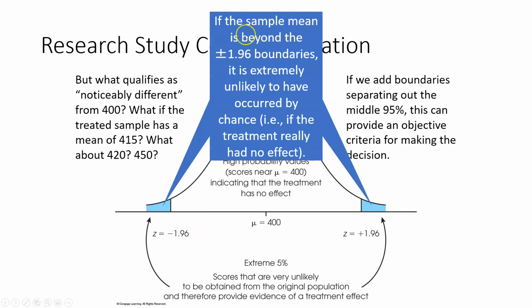If the sample mean that we treated, that we gave some treatment to, we drew from the population, we treated, and we compute the sample mean after treatment, and its mean falls beyond the positive or negative 1.96 boundaries, it falls either here or here, then it's extremely unlikely that that sample was drawn from the population and happened to have a score that big just by chance. Like, as in, the treatment really had no effect, but we just happened to draw that score. It might be the case, but it's unlikely to be the case.